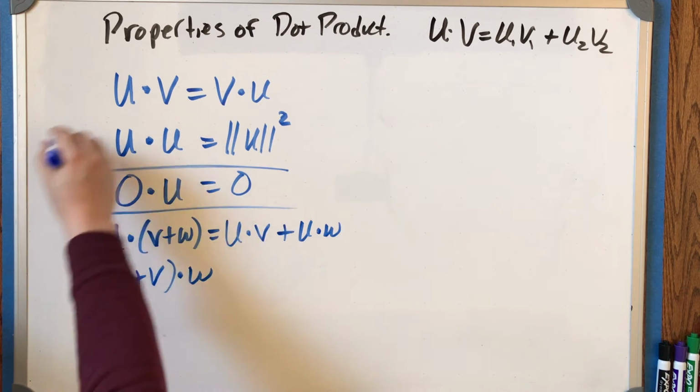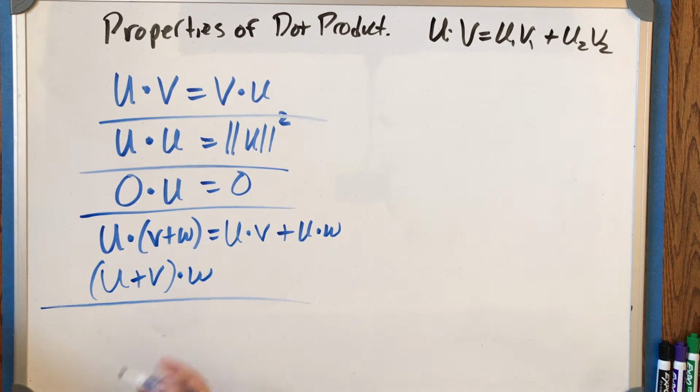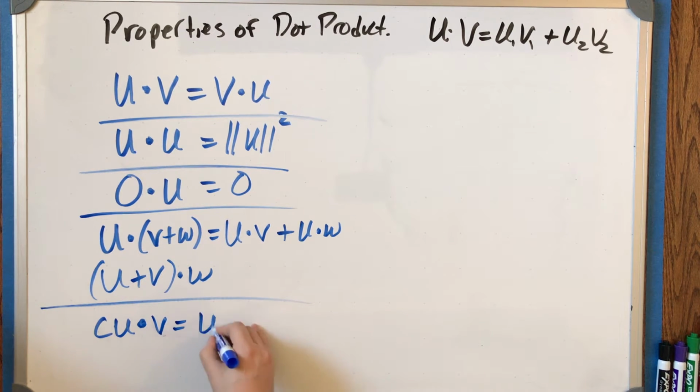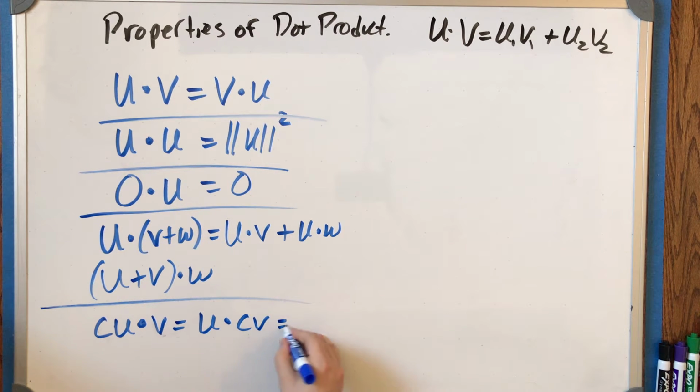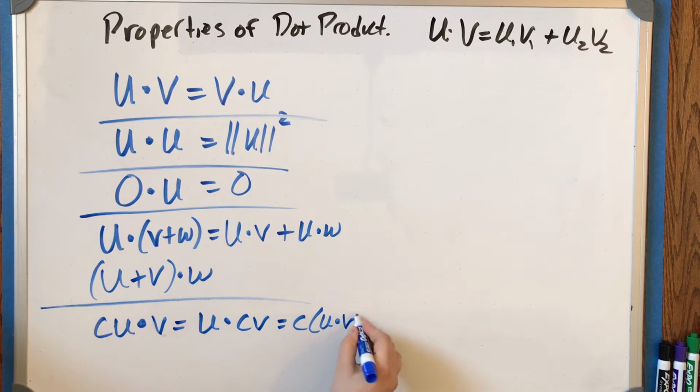And then the last one that we'll talk about is if I have some sort of constant multiplied by a vector and then doing the dot product, it doesn't really matter where I put this constant, I'll end up getting the same thing. So I could actually move it to the second vector if it was easier to work with, or I could actually find the dot product first and then multiply by the constant, which is probably what I would do if I was doing this.